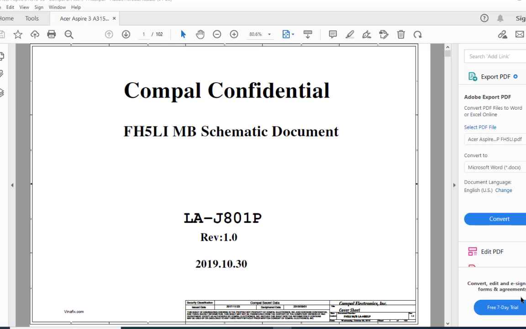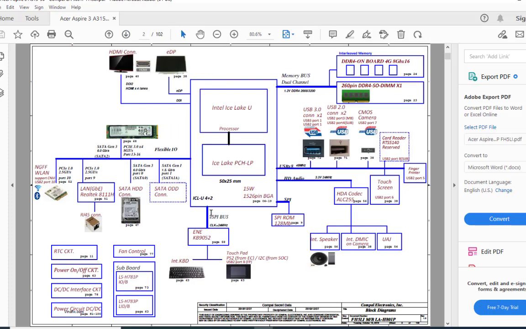So friends, in this video we are going to learn how to read schematic diagrams, and I have here a Compal motherboard, model number LA-Z801P. This diagram is a total of 102 pages. This page is basically the block diagram.